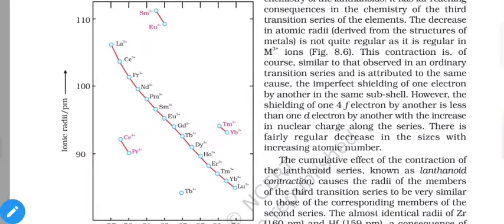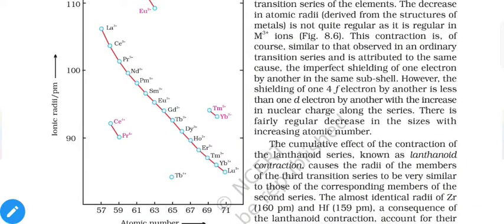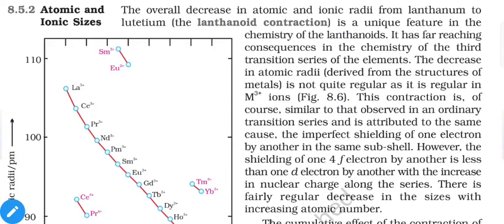comparatively very noticeable here. We can compare this graph with the previous example of the 3d transition series, in which the elements are also contracting or shrinking in size, but it was negligible. But in this case, we can see that a comparatively large difference is present here. It has far-reaching consequences in the chemistry of the third transition series of the elements.